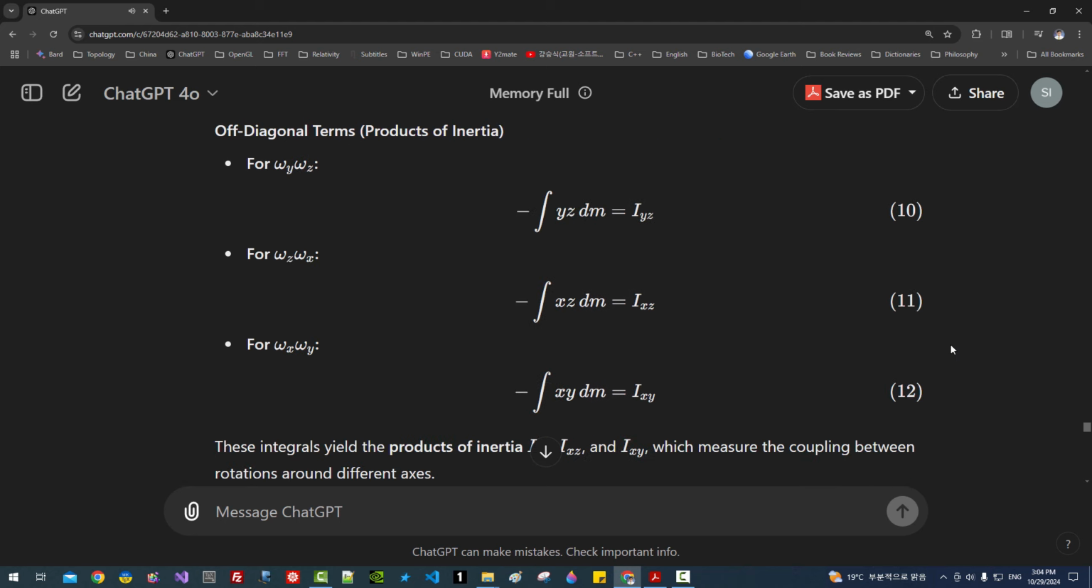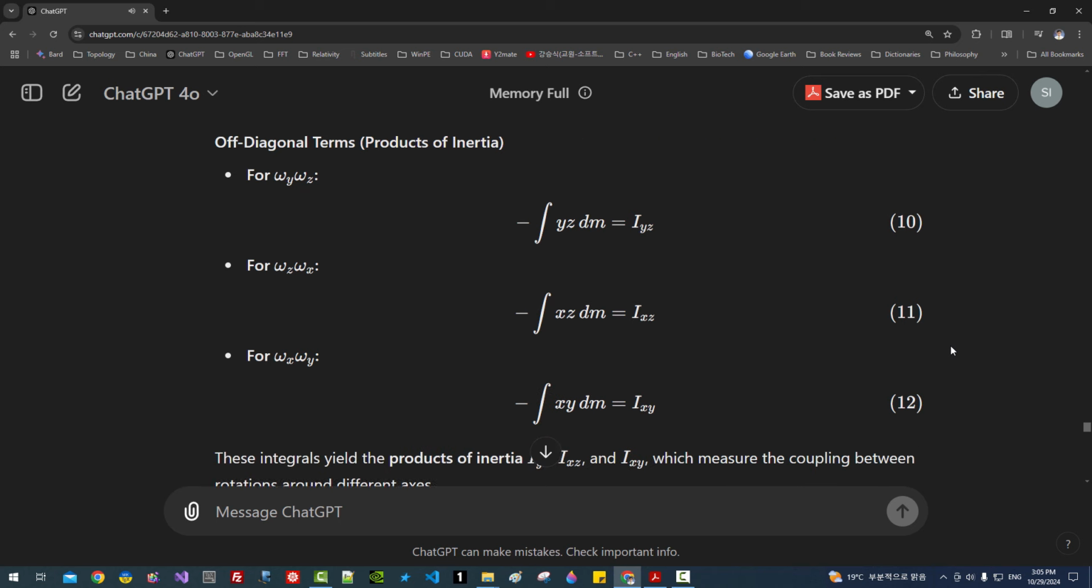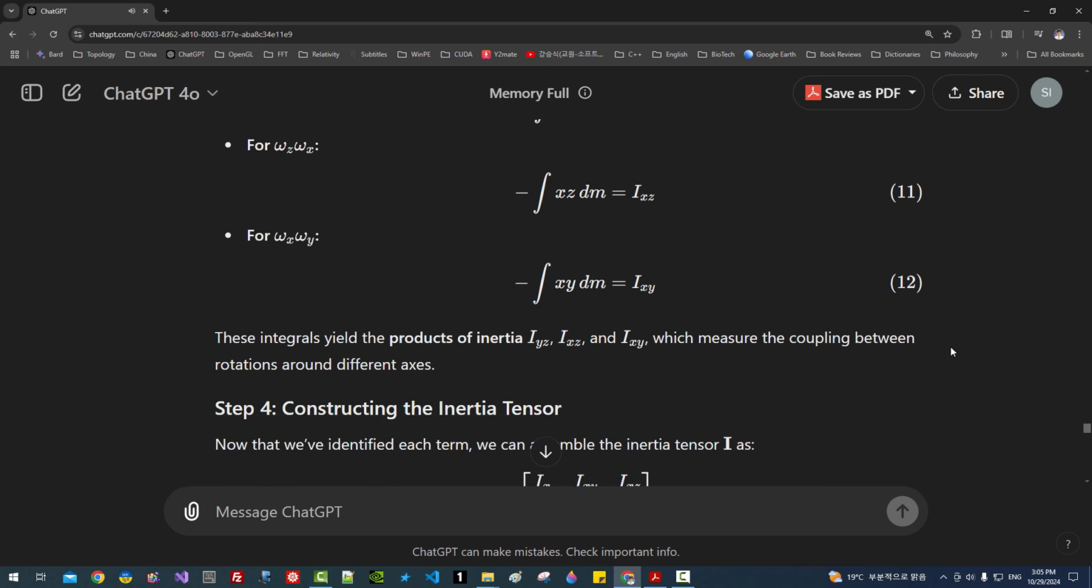Off-diagonal terms, products of inertia: for omega y omega z, the integral of yz dm equals Iyz; for omega x omega z, the integral of xz dm equals Ixz; for omega x omega y, the integral of xy dm equals Ixy. These integrals yield the products of inertia, Iyz, Ixz, and Ixy, which measure the coupling between rotations around different axes.